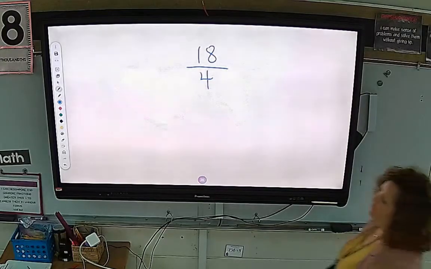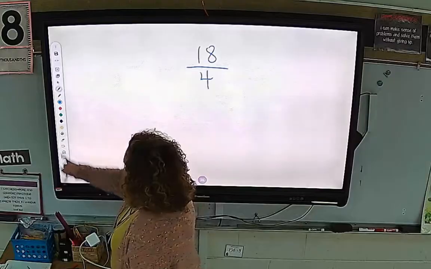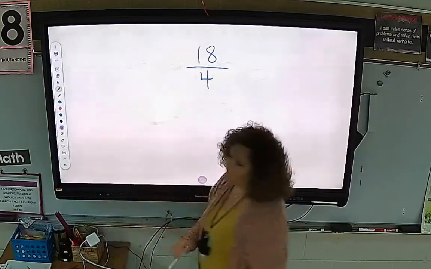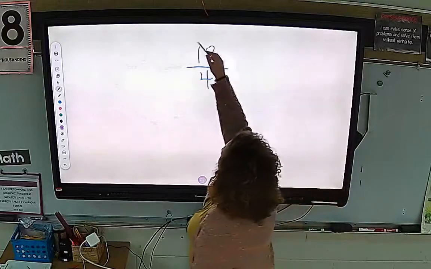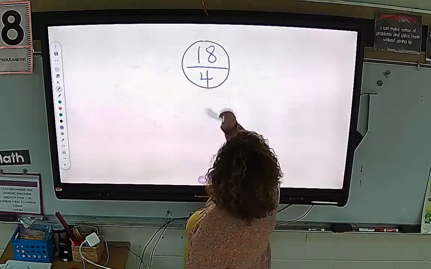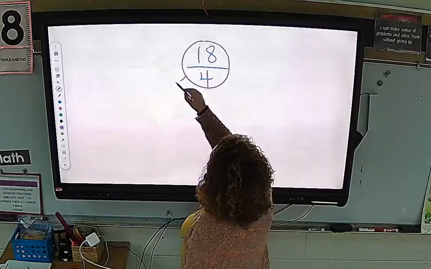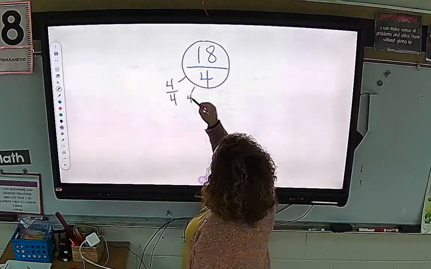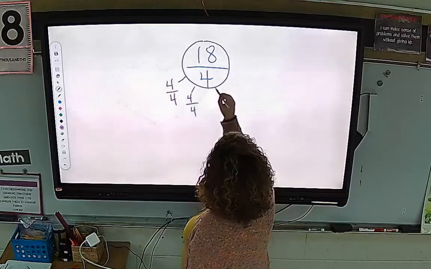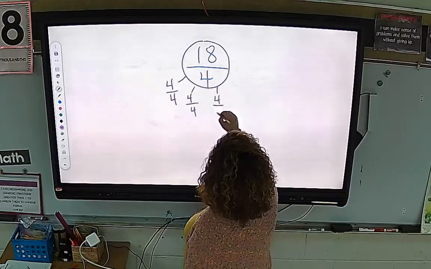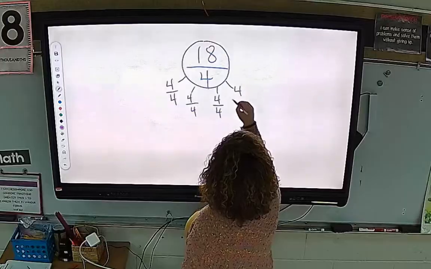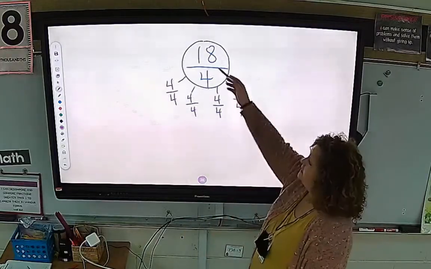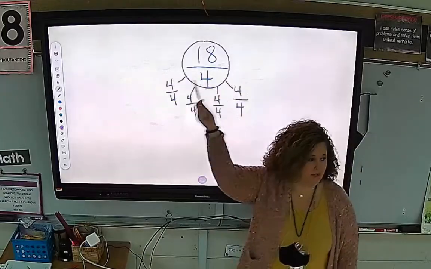Okay. All right, Charlotte, walk us through this one. So I put 4 fourths 4 times. You know that 4 fourths 4 times is how many fourths? Now, how many did we take out? 4 times 4 is what? 16. So that's as close as we can get without getting too big.